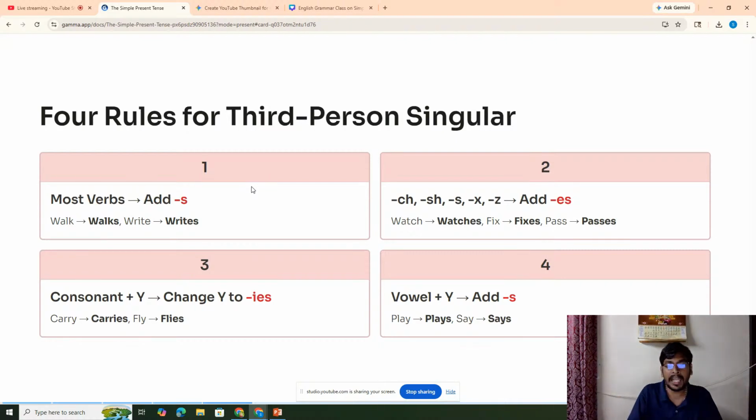Then verbs ending in a vowel, like play, plays, says. He plays piano. I play piano. They play piano. She plays piano. Does she play piano? Do they play piano? Do I play piano? Does he play piano? So these are the right sentence formations in the simple present tense.